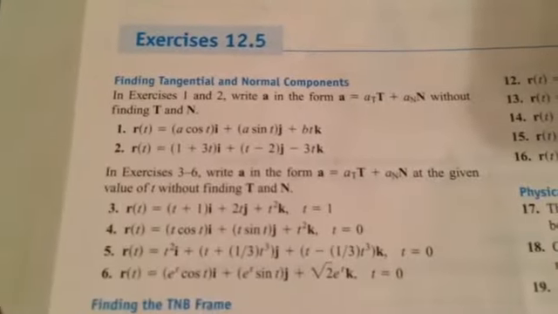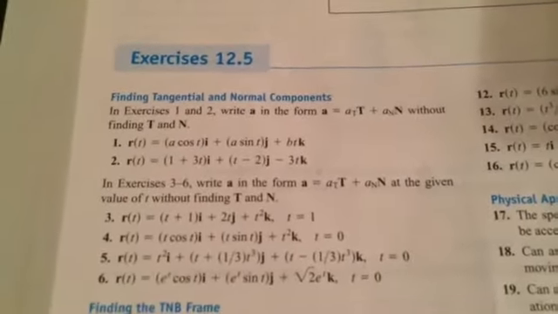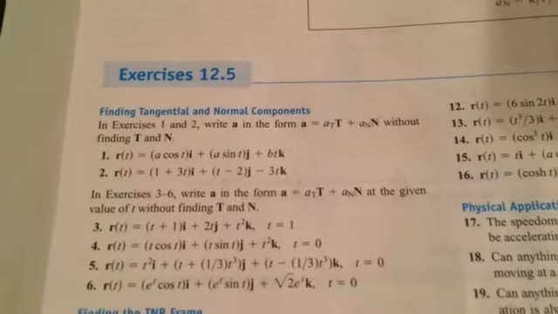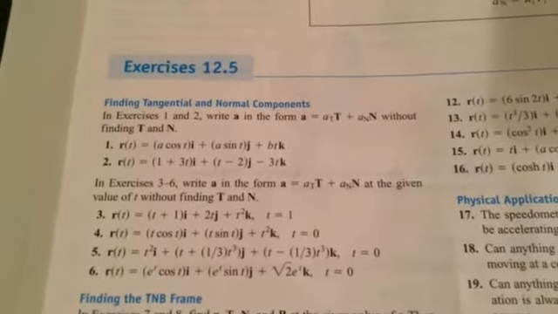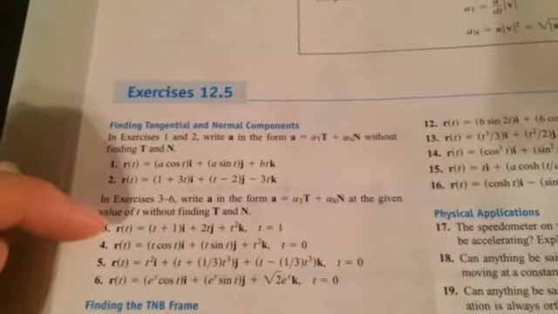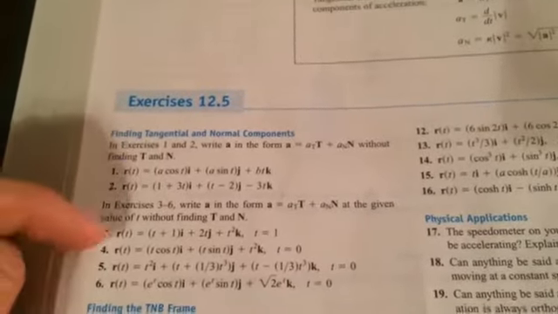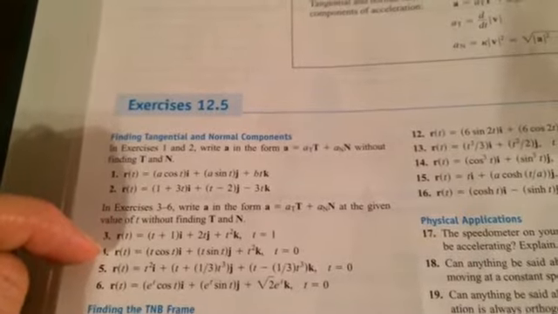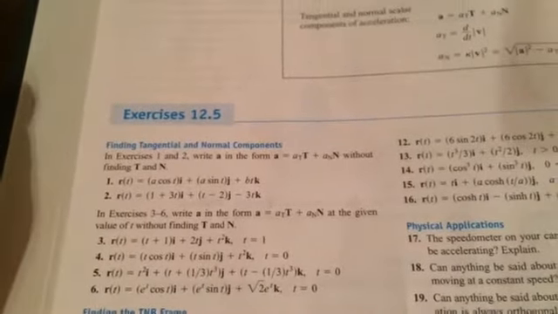1 and 2, and 3 through 6. I don't know why they separated those. Oh, I see. These, they didn't give you t values to plug in, and here they did. Okay, so in both cases, you're trying to break down the acceleration vector into its components, the tangential and normal components, and then in this one, you're actually plugging in numbers. Okay, so let's try some of these.